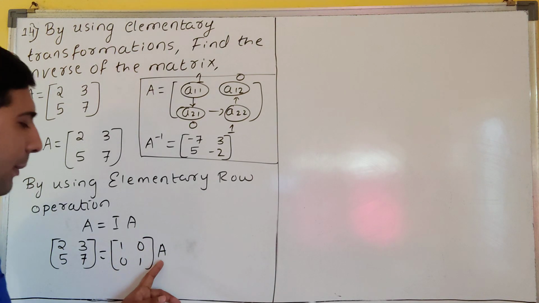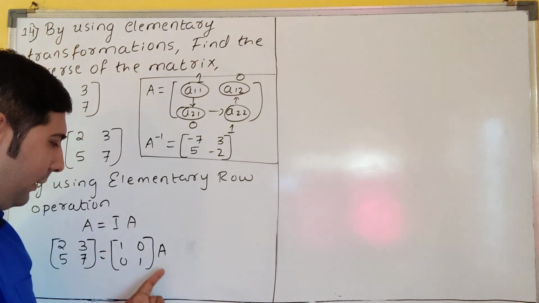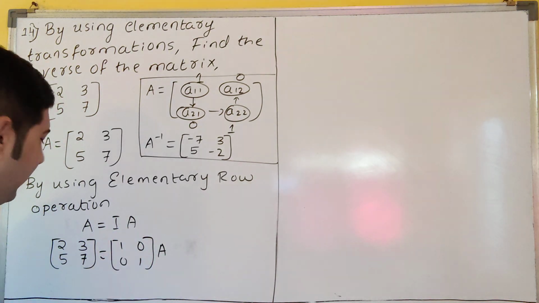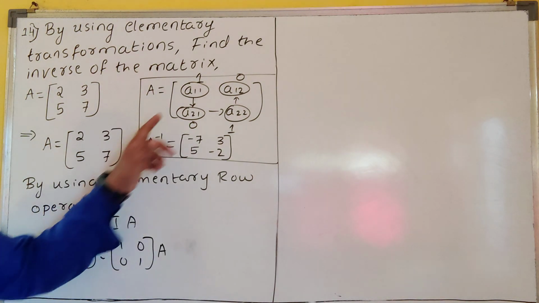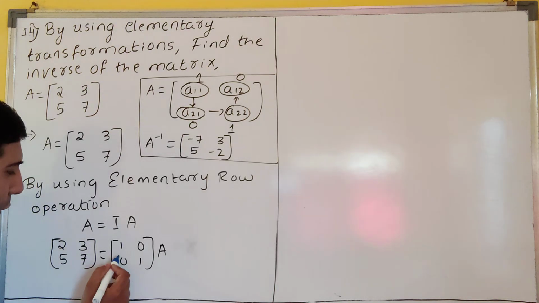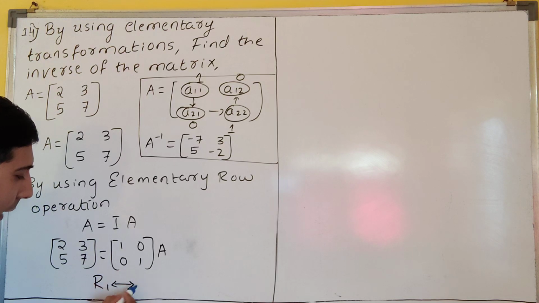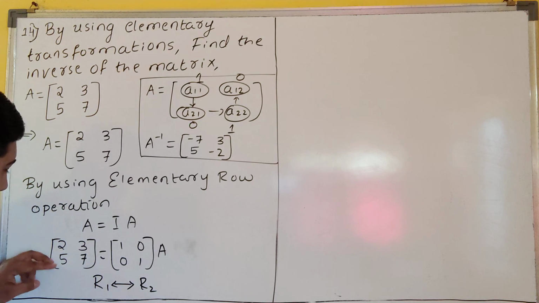Into A. See, I am writing here into A. You will not write and don't substitute A value directly here. So into A you write here. Clear? So now first I have to make this as what? 1. But here it is not 1, dear students. So for that I will interchange the rows. How to interchange the rows? I will show you. See here. R1 interchanging with R2. This symbol says what? R1 is coming for R2. R2 is coming for R1, dear students.